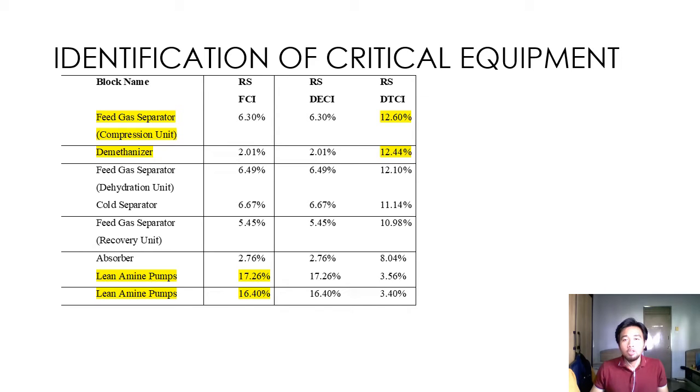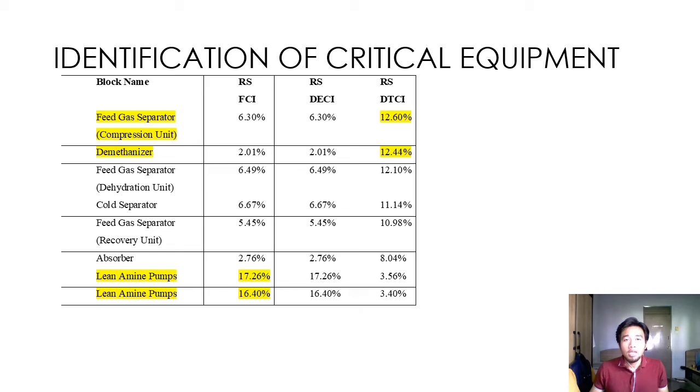Next, identification of critical equipment. From the analysis in the software, a set of data has been developed from the input information to produce the value for the availability study. A spreadsheet of the block summary has been obtained and the values are interpreted into meaningful information. This table is a partition of block summary from the BlockSim spreadsheet.